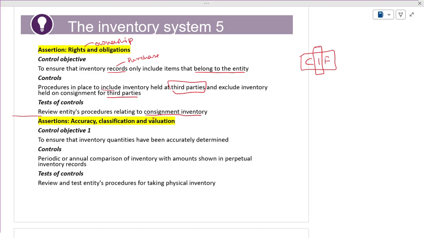What is the second one? To ensure that inventory quantities have been accurately determined. Mathematical accuracy. What are the controls you should do? Periodic or annual comparison of inventory with what is shown in the perpetual inventory records.